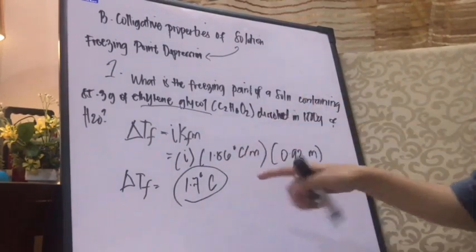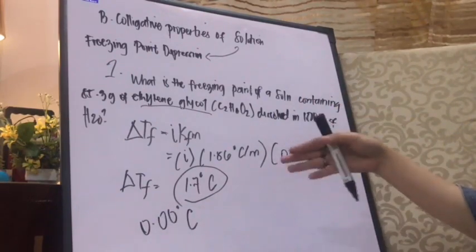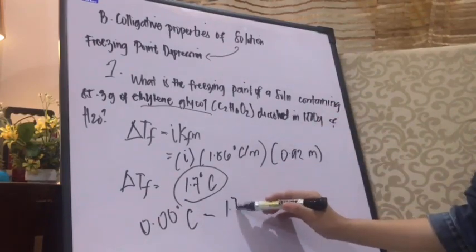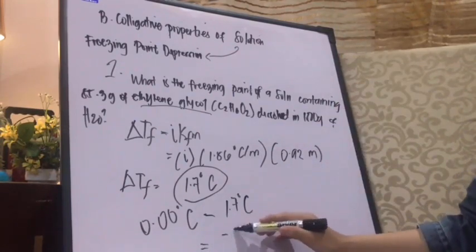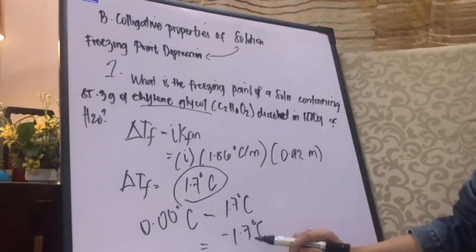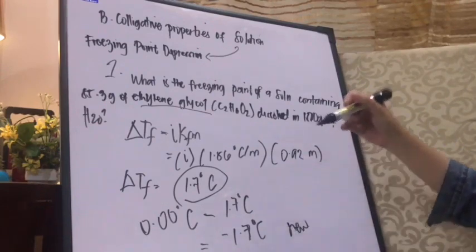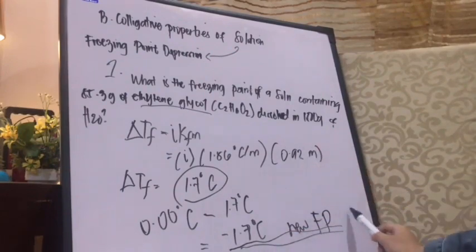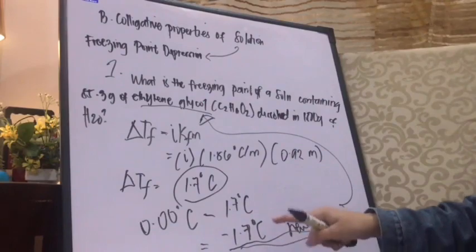So 0 degrees Celsius. To know the freezing point of the solution, it's going to be lower than that. So we subtract the delta T from the normal freezing point, and we get negative 1.7 degrees Celsius as the freezing point of our solution. Yeah, this is the freezing point of the solution of the ethylene glycol one, negative 1.7 degrees Celsius.